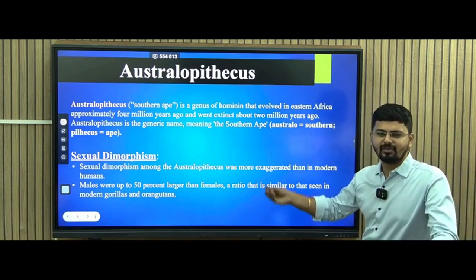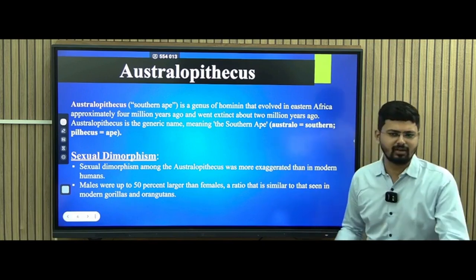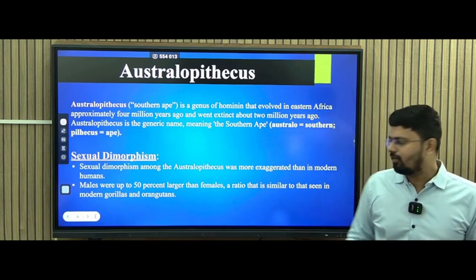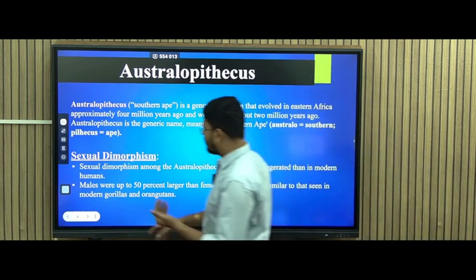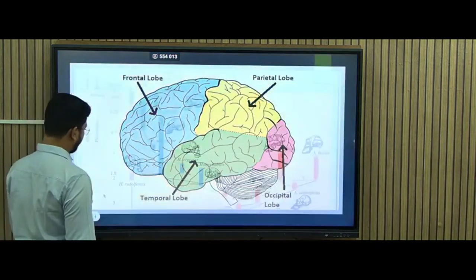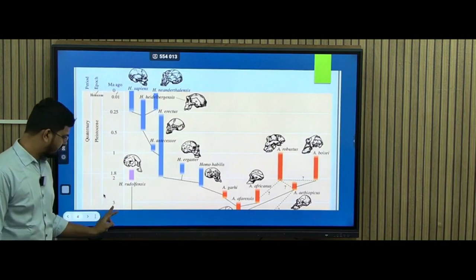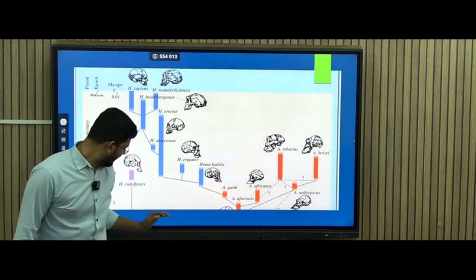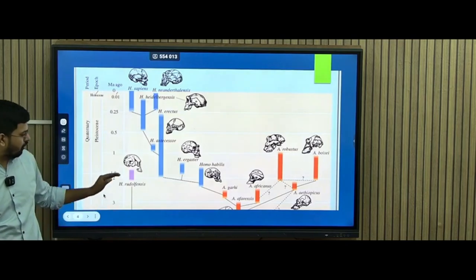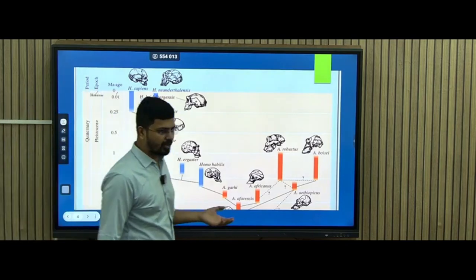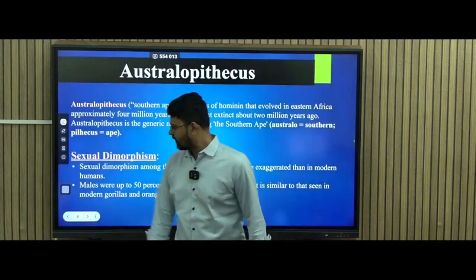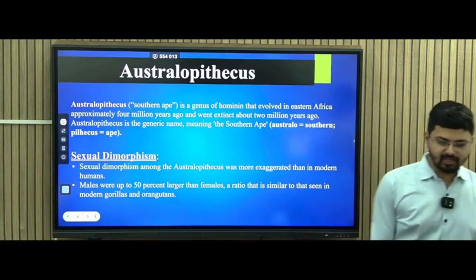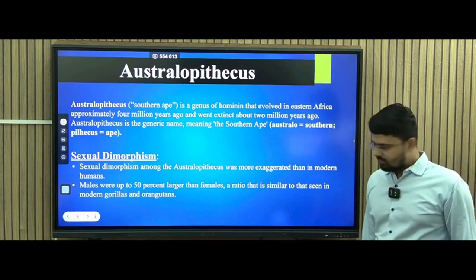So Australopithecus means immediately you can say that it is found around 3 to 4 million years ago. From this you can see here Australopithecus africanus, it is starting from here, right? It is below 3 million years. So from 4 till 2 million years ago, you can notice this, right?